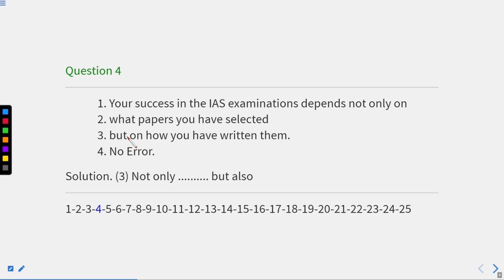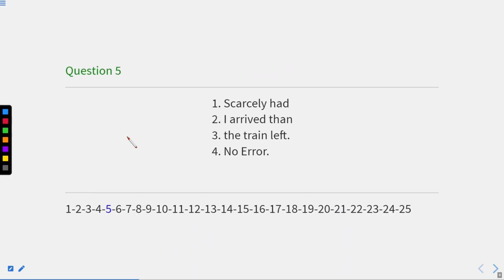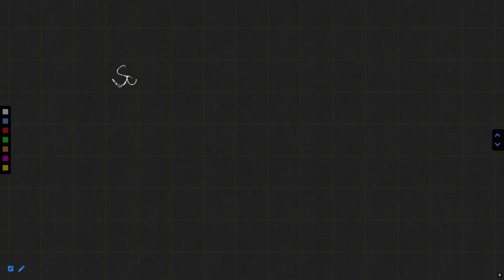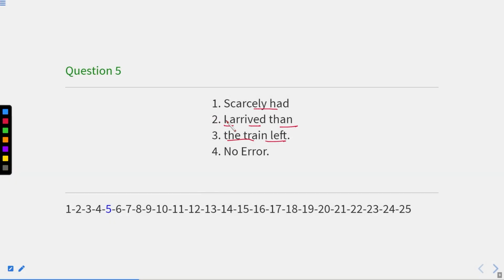Now let us move to the next question. That is question number 5. Scarcely had I arrived, then the train left. Now, as I told you, if the sentence begins with scarcely, we need to put the helping verb prior to the subject. And in this sentence, we have followed the concept: scarcely had I. So till this part, it is correct.